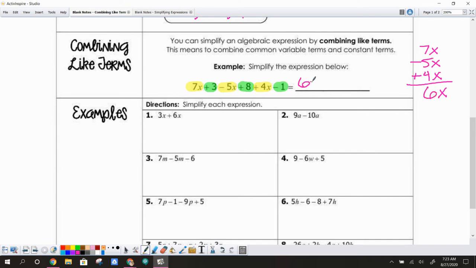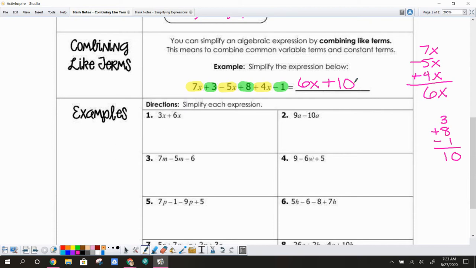Okay, so I have 6x, and then I'm going to do the green ones, and that is a 3, an 8, and a minus 1. Okay, so 3 plus 8 is 11. 11 minus 1 is a positive 10. So my expression combined to its simplest form is 6x plus 10.